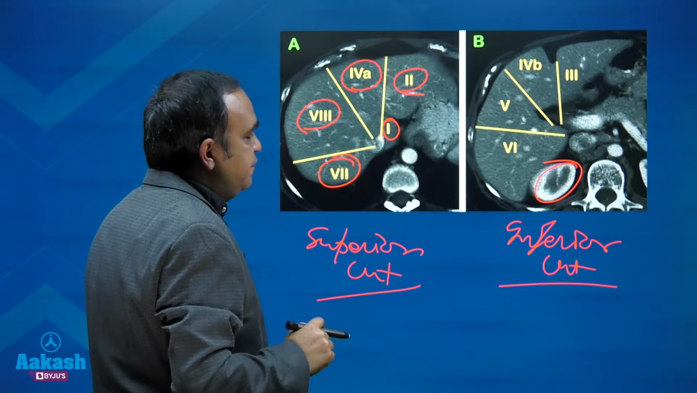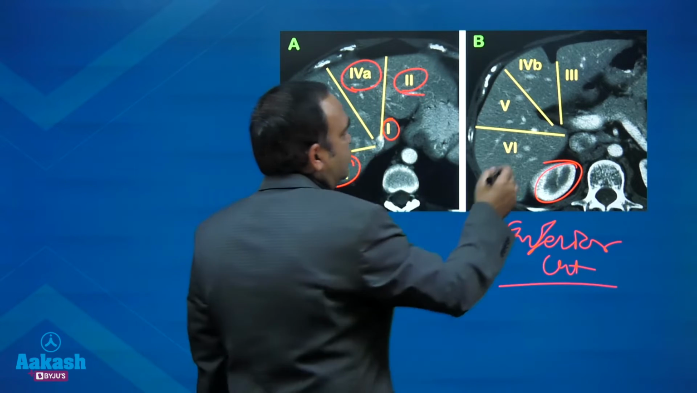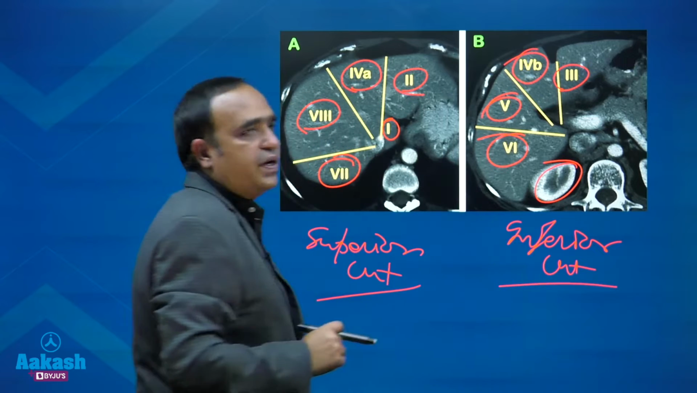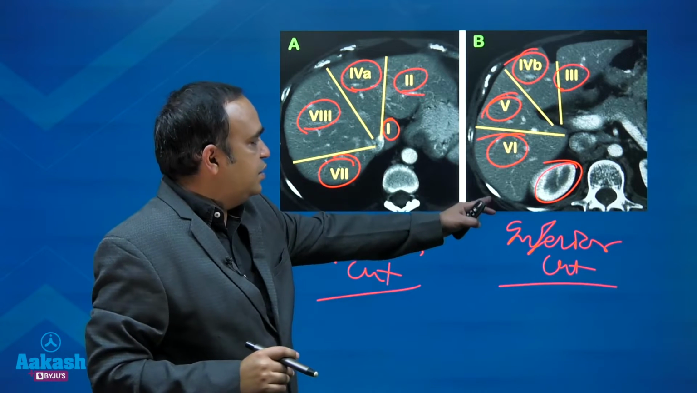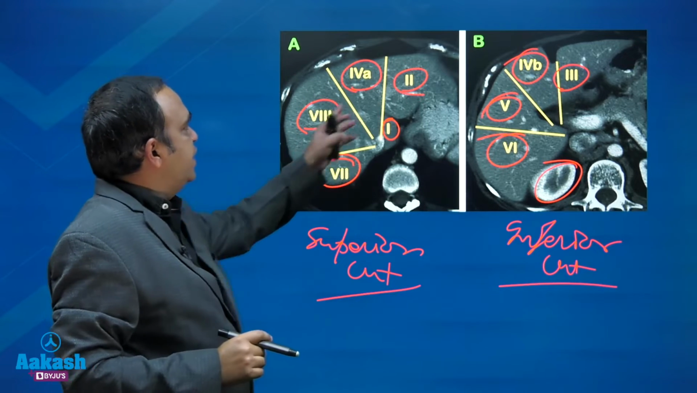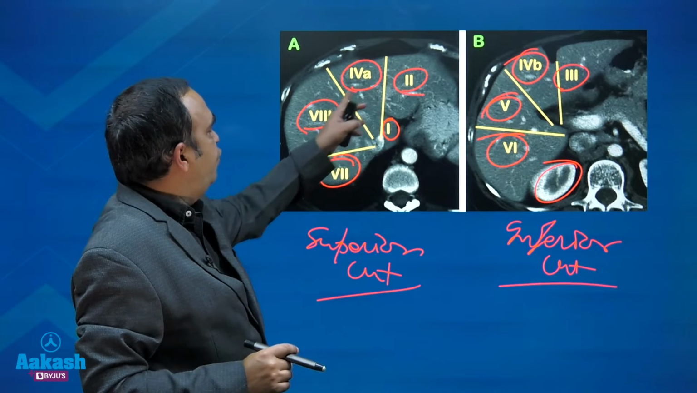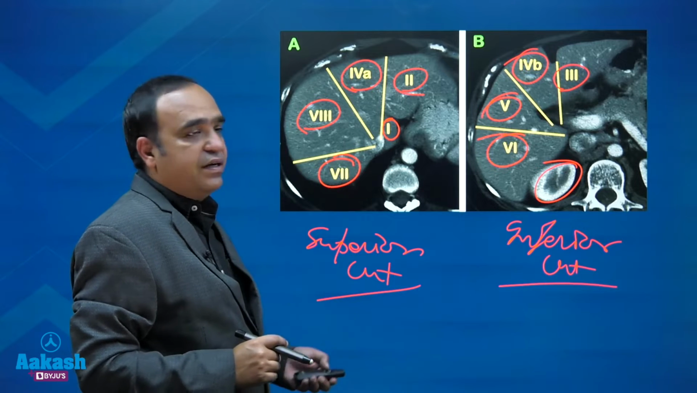But if it is inferior, it's easy, that's a sequential 3, 4, 5, 6, right? So it's easy to remember the lower cut, but the upper cut, the orientation changes, you can compare. Now it's 2, 4, 8 and 7, right?